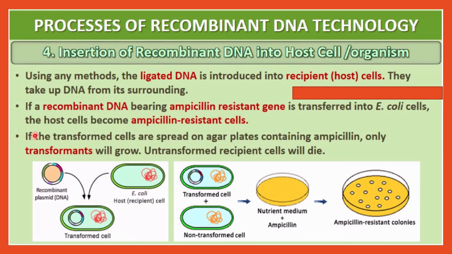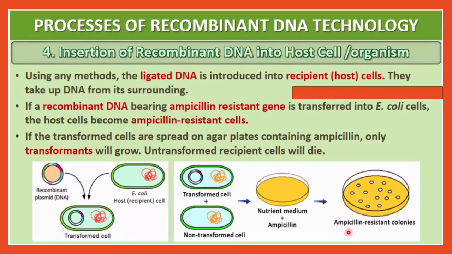So if the transformed cells are spread on the agar plate containing ampicillin, only the transformants will grow. The rest, the non-transformants, will not grow here. Untransformed recipient cells will die, and as a result you can select just the transformant cells, and these are the transformant cells which have grown as the ampicillin resistant colony.